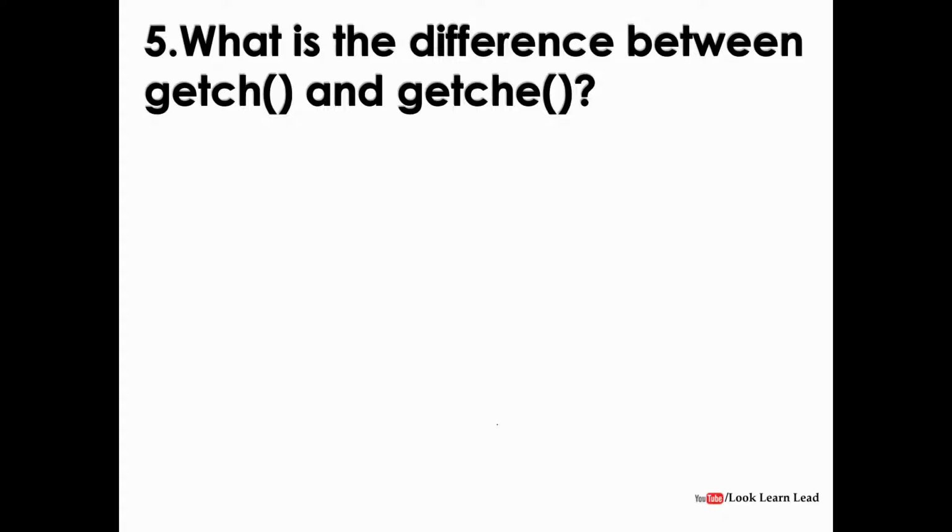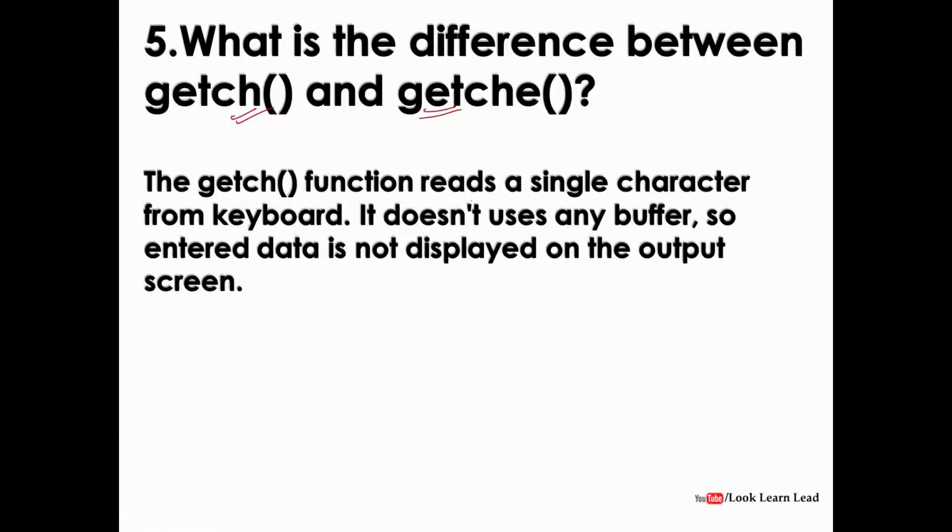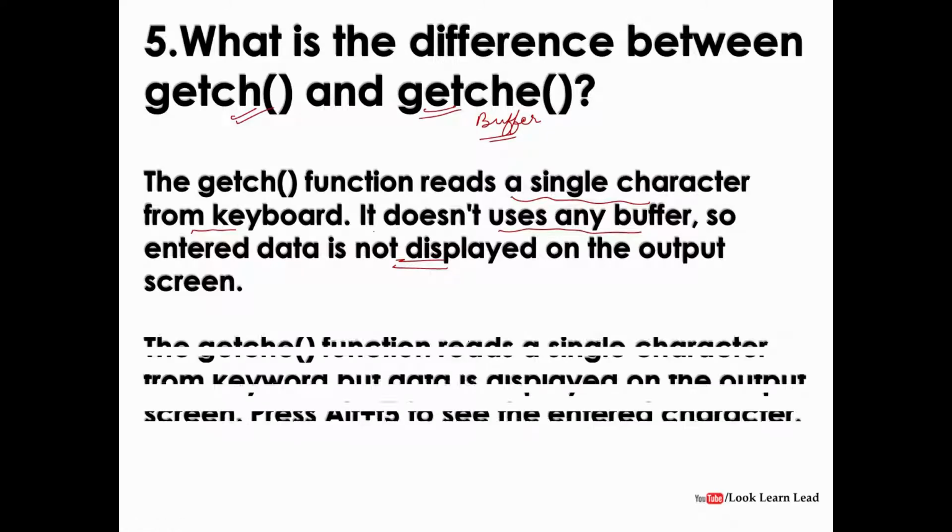What is the difference between getch and getche? Both of these functions are used to retain the output screen. Let's see the difference. Both getch and getche read a single character from the keyboard. But getch does not use any buffer, so the entered data is not displayed. In case of getche, it uses buffer, so the entered data would be displayed.